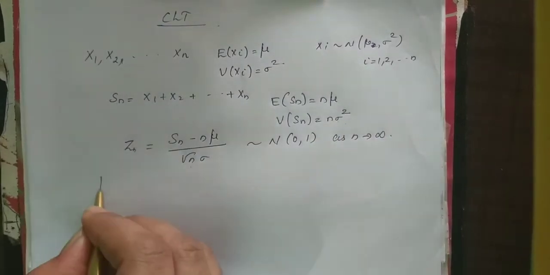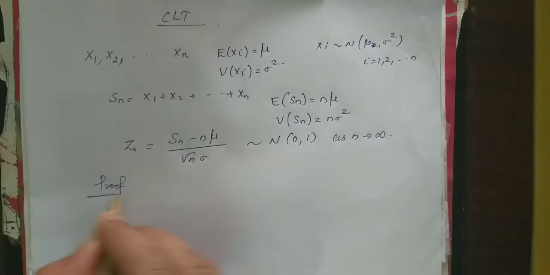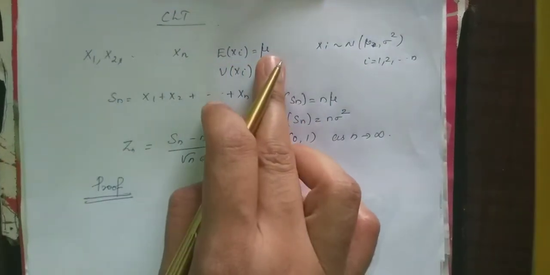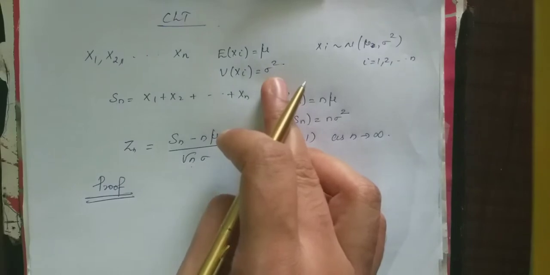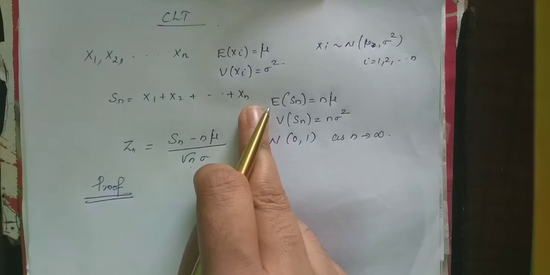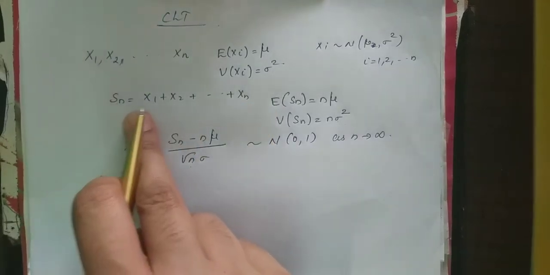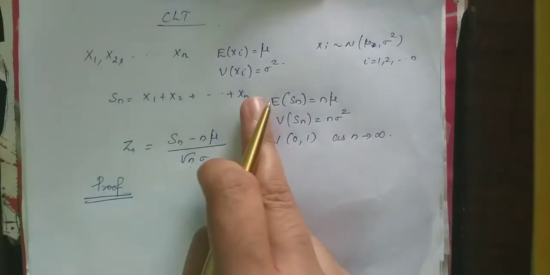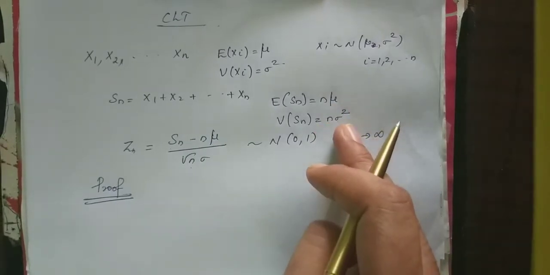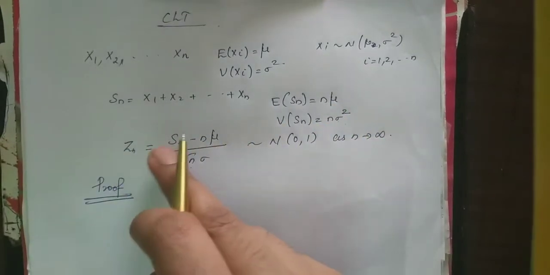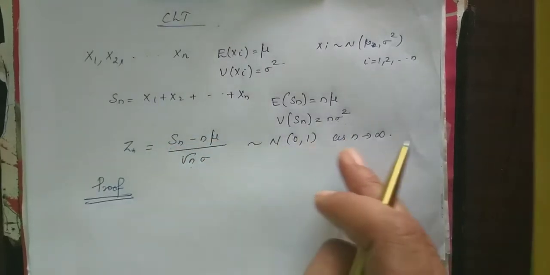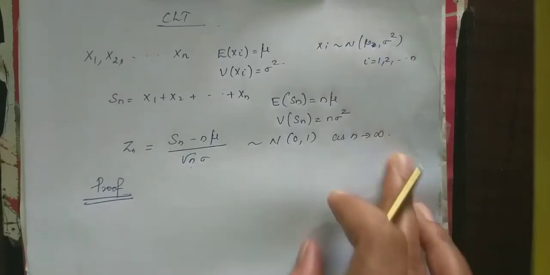Then the proof. This is the statement of the theorem. If the xi's are IID random variables with mean mu and variance sigma square, let us take Sn as the sum of these random variables. Then Sn also follows an asymptotically normal distribution with mean n mu and variance n sigma square. Or Zn equal to Sn minus n mu by root n sigma follows N(0,1) as n tends to infinity.